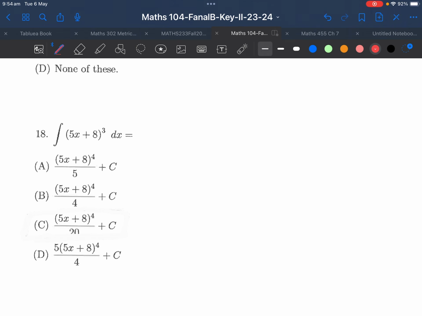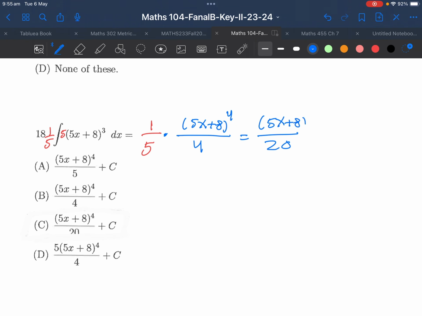Next one, if you remember this, we need to use the power rule. How do you use the power rule? Imagine this is u. Ask yourself, what is u prime? u prime is 5. I don't have 5, so what I need to do is add 5 here and divide by 5. Now you have u and you have u prime. So all you need to do is add 1 to the power and divide by the new power. So it's 1 over 5 times (5x plus 8) to the power 4 divided by 4. So we get (5x plus 8) to the power 4 over 20, which is part C.